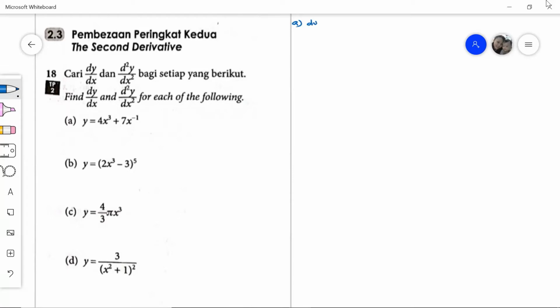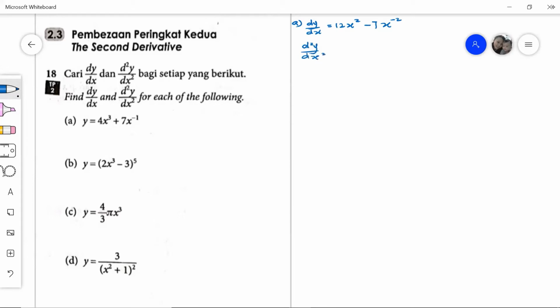To find dy/dx, we just need to reduce the power, bring down the power to the front. So 4 times 3, we got 12x squared, and then minus 7 times -1 is -7x, reduce the power by 1, so x to the power of -2. And then we continue to differentiate it one more time.